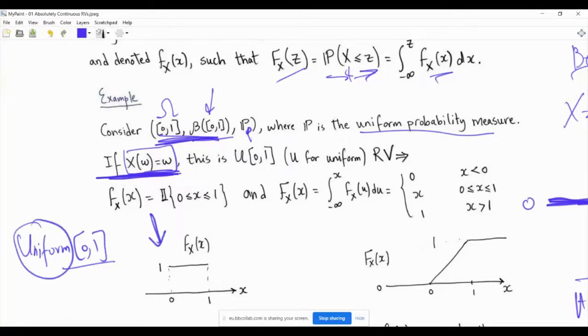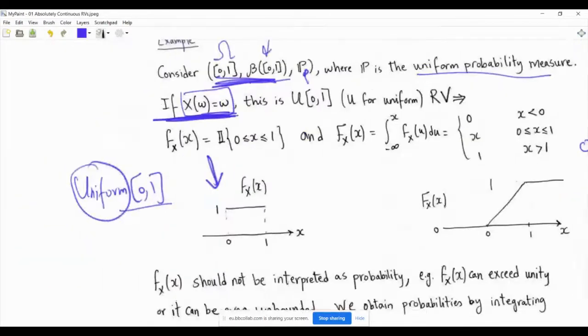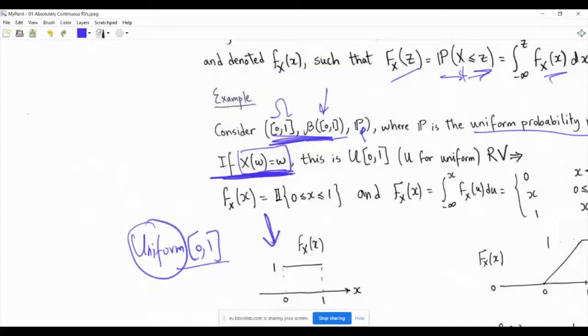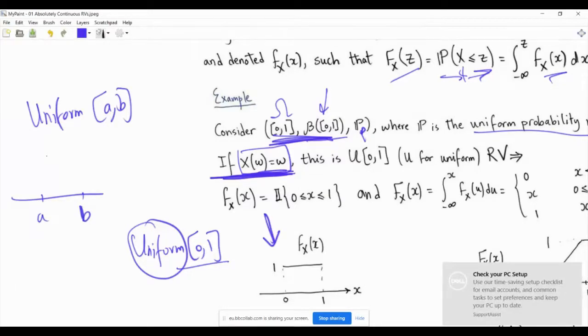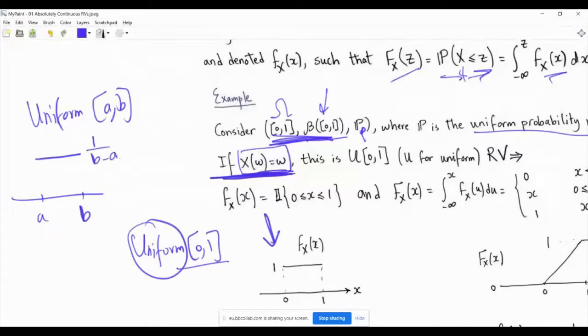Okay, so that's uniform. So the PDF is a constant that goes from 0 to 1. But you can define uniform, so there is a generalization. You can define uniform from A to B, greater than A, and so this will be from A to B, and this is the PDF. So the probability density function will be basically 1 over B minus A.